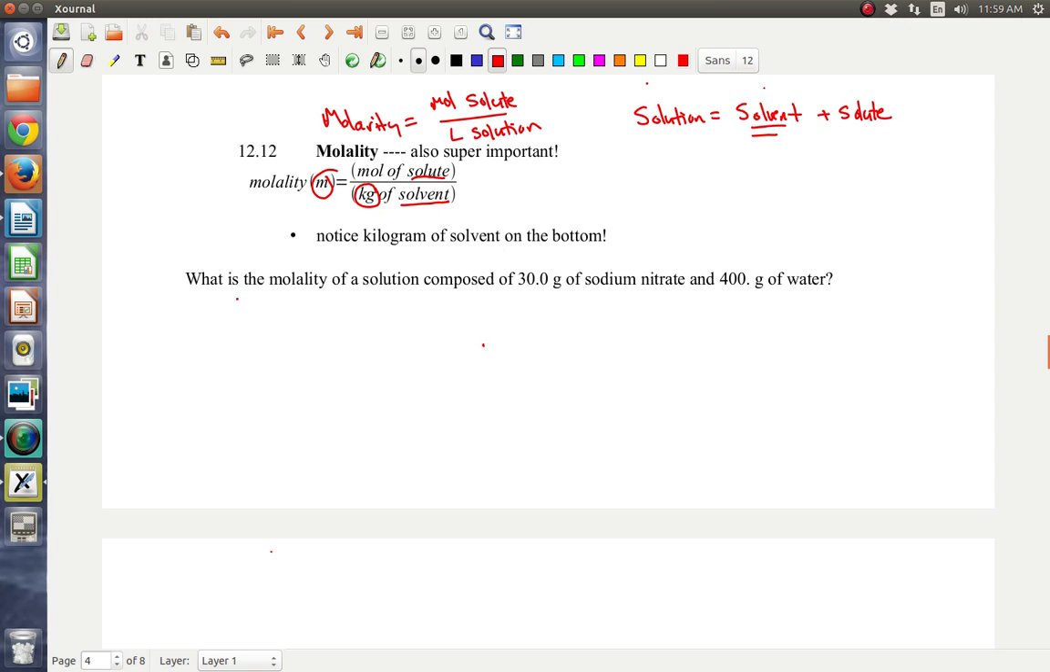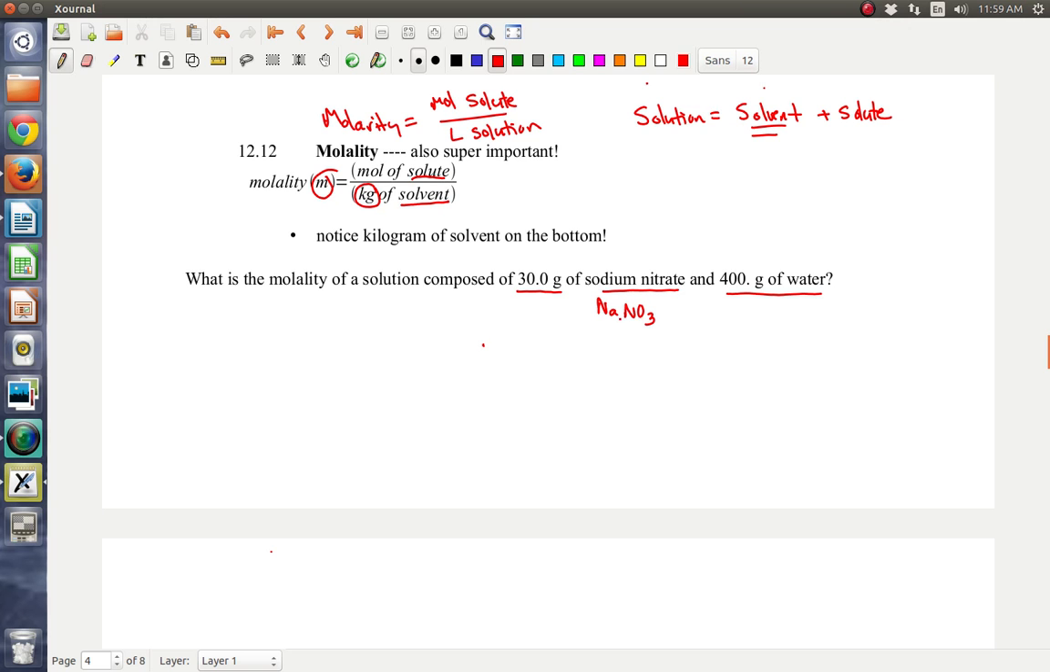Kilogram of solvent. Now let's try this. What is the molality of a solution composed of 30 grams of sodium nitrate and 400 grams of water? All right, usually I write it over here. Sodium nitrate. First of all, I'm going to need to figure out what that formula is. So sodium is Na and nitrate is NO3.